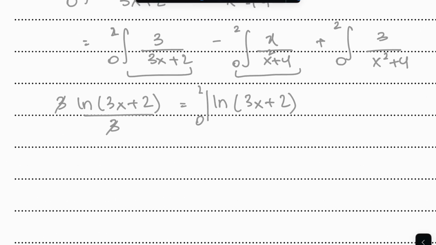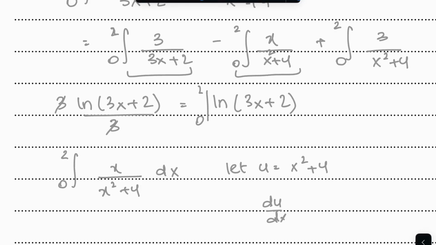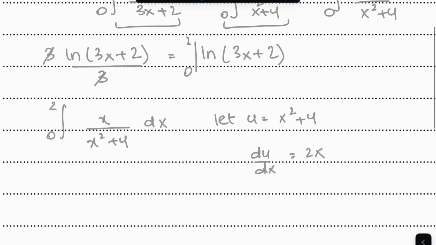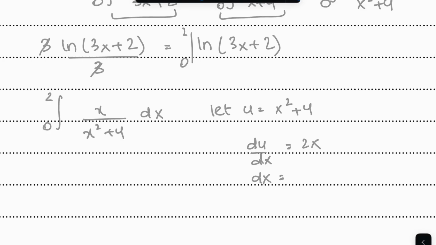Now for this part, we need to use substitution. It's actually very simple to do, but I want to explain it piece by piece over here. So we have this, and we need to use u substitution. So we will let u be x squared plus 4. So du over dx would be 2x. So dx would be du over 2x.